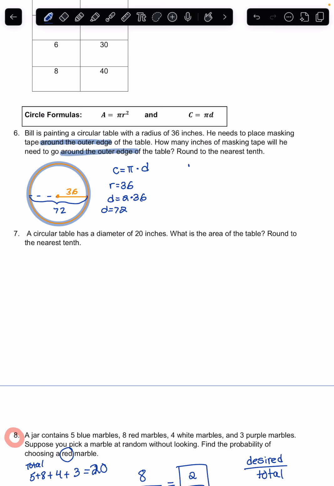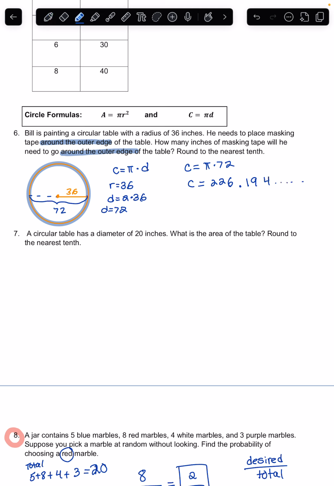Now I can use my formula to solve for the circumference. I plug in 72 for D, and now all you have to do in your calculator is 72 times pi, and you'll get 226.194 dot dot dot dot dot.